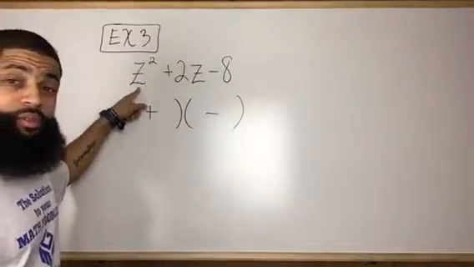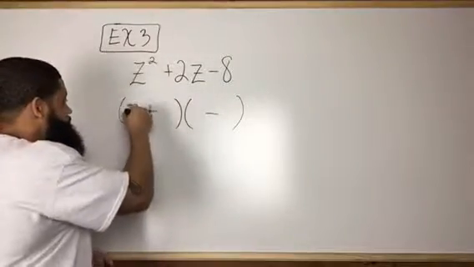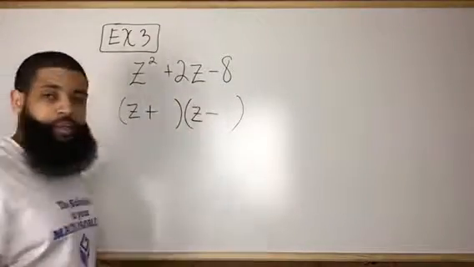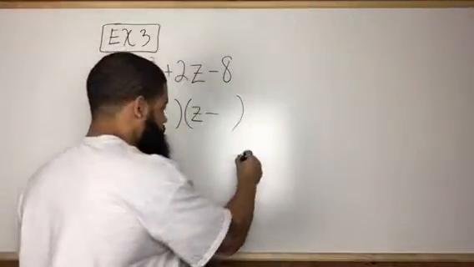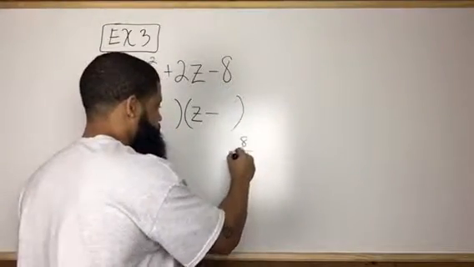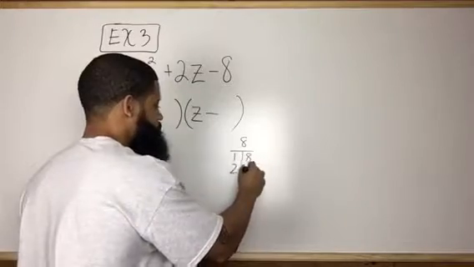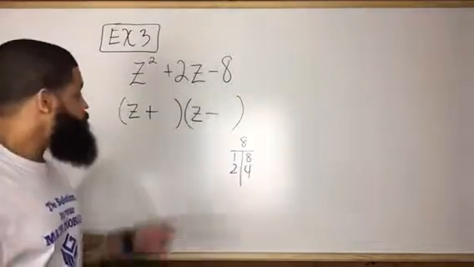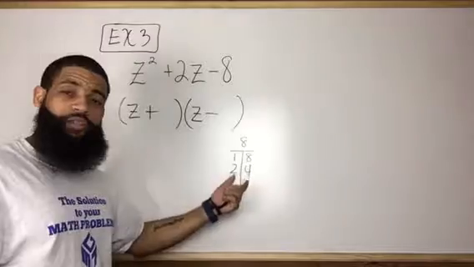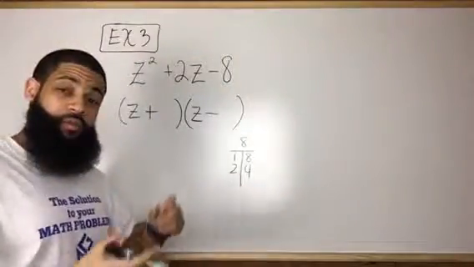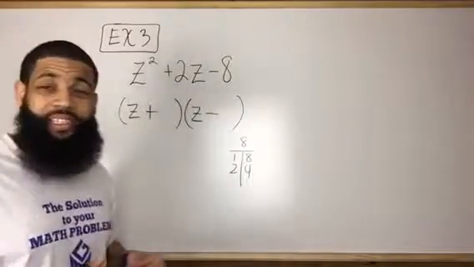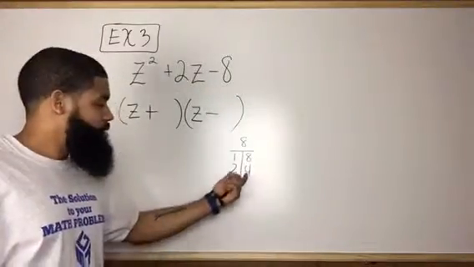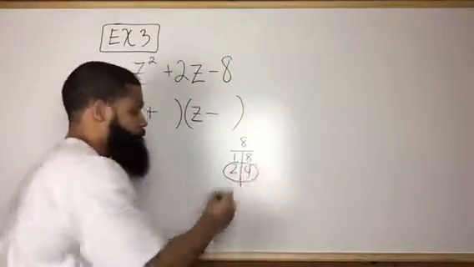Still, the only factors of z squared are z and z. All right. Now, the factors of 8 are 1 and 8, 2 and 4. Now, we want to know which of these factors, if we combine them or if we subtract them, are going to give us 2. Or I like to say they're 2 apart. So in this case, I have to use 2 and 4.